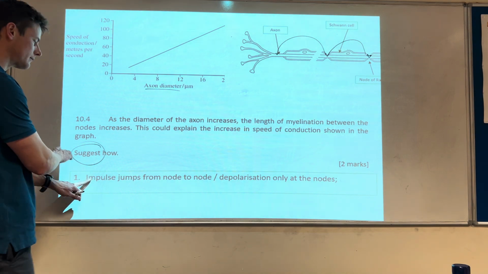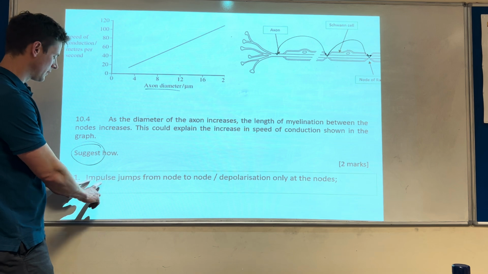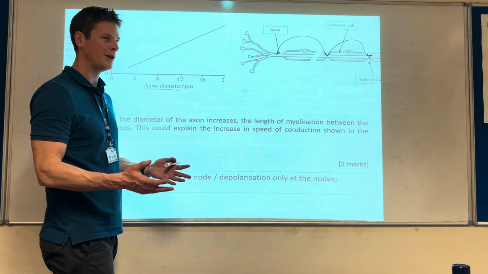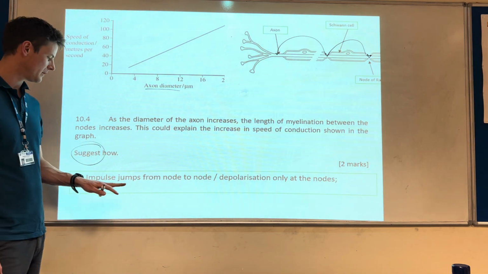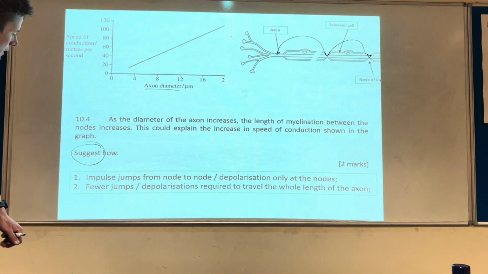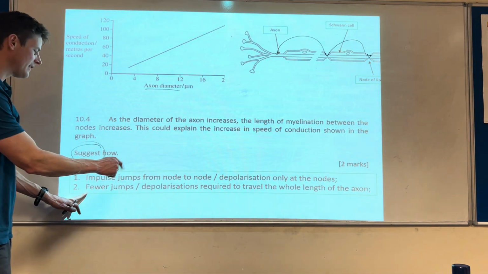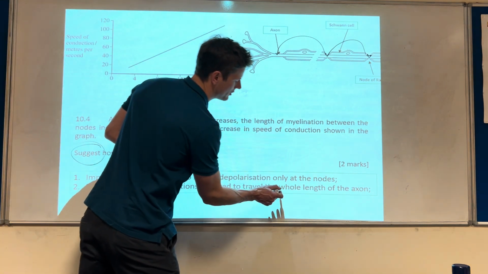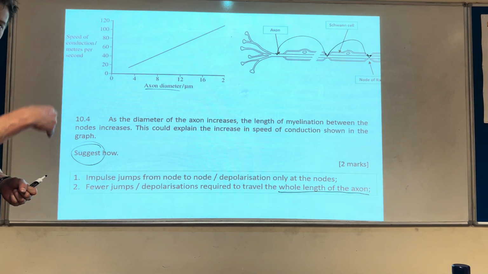Okay, so any question about saltatory conduction? To begin with, impulse jumps from node to node. Sounds really straightforward. That's fine. I'd probably go for depolarization only at the nodes, but you'd get away with that. If the myelination increases in length, there will be fewer depolarizations required, and here's that phrase again, to travel the whole length of the axon. So it's about getting from one end to the other.